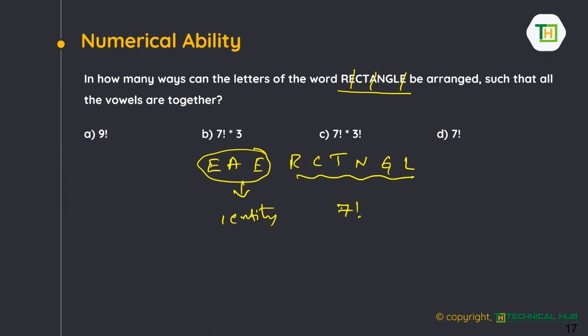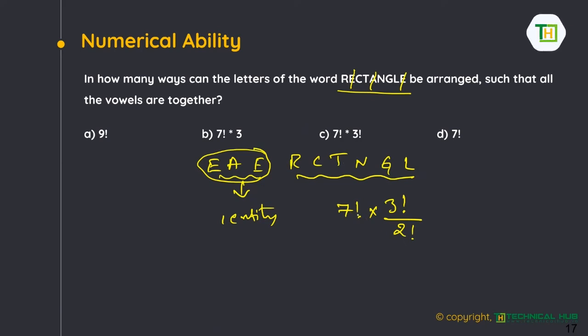Your answer is not just 7 factorial ways. So many students are confused at this point. Within the single entity, you will have 3 vowels. Those 3 vowels are arranged in 3 factorial ways. Out of those 3 vowels, one vowel is repeated twice, so you need to divide by 2 factorial also. Therefore, your answer will be 7 factorial into 3 factorial by 2 factorial.